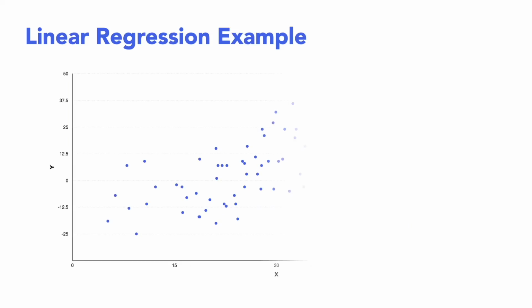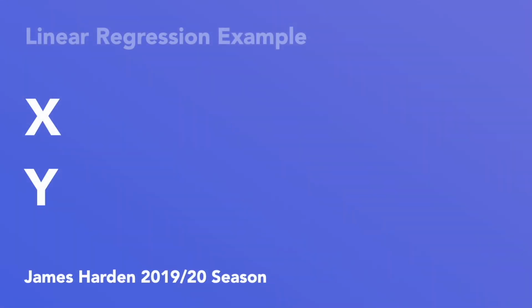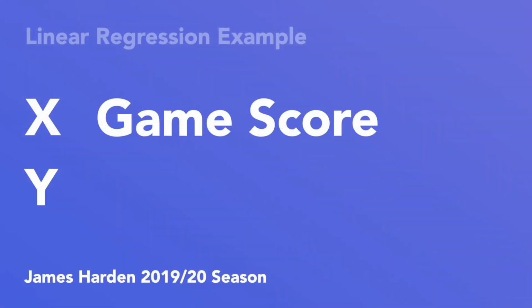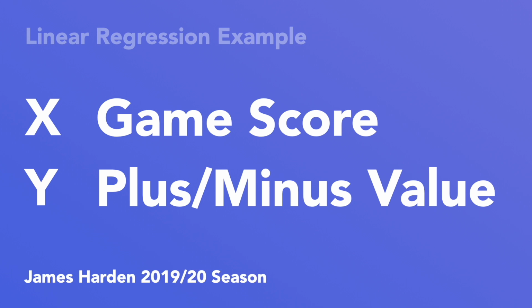Let's look at an example. We take the data from James Harden's last season. The X is game score, which is a metric for efficiency rating. The higher score means higher efficiency. If you are interested in the formula, you can find it in the description. The Y is plus minus value. It means the score difference between the 2 teams while a player is on the court.